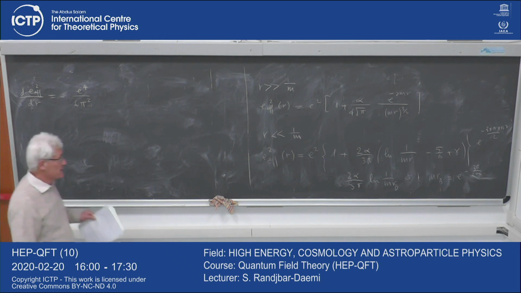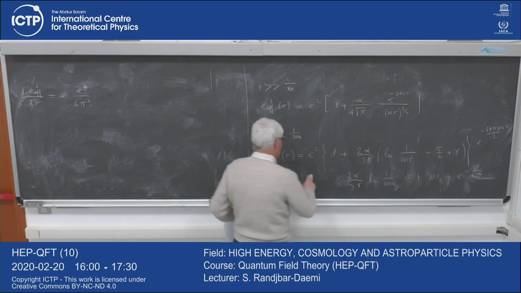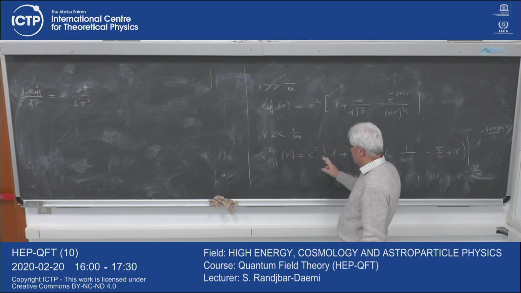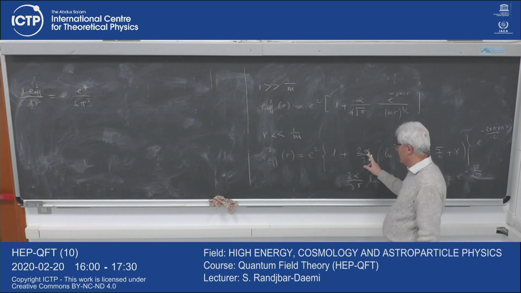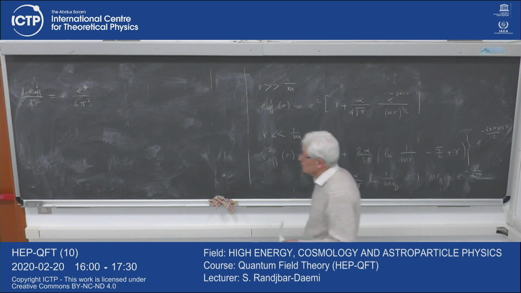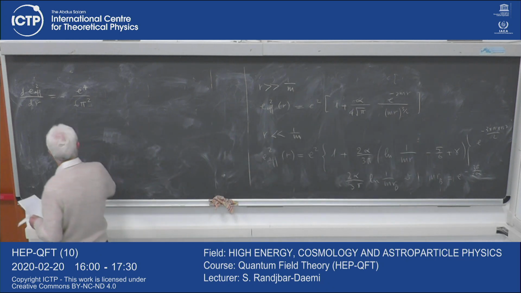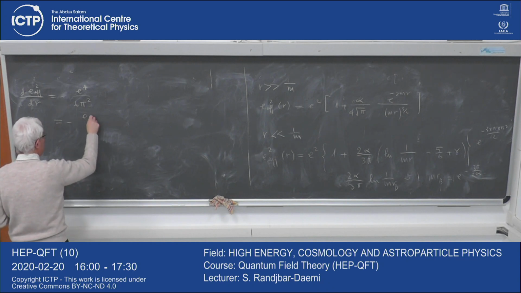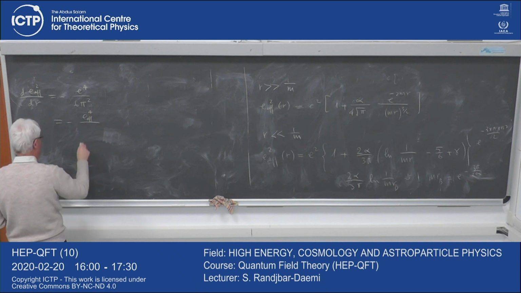Now, to the order that we are studying, I can replace that e to the 4 by e effective to the power 4, because the difference between e squared and e effective squared is already of the order of e to the 4. This alpha has another e squared in it. Okay? So I'm going to write this as minus e effective to the power 4 divided by 6 pi squared.